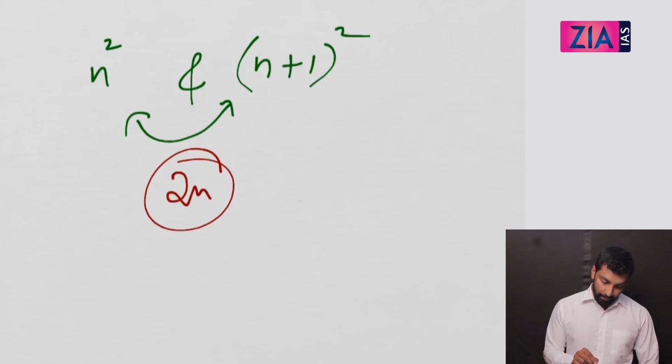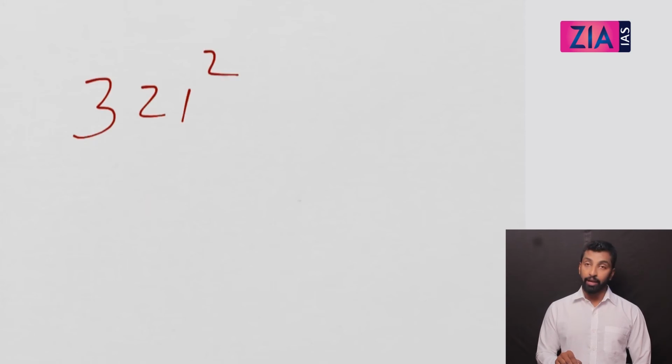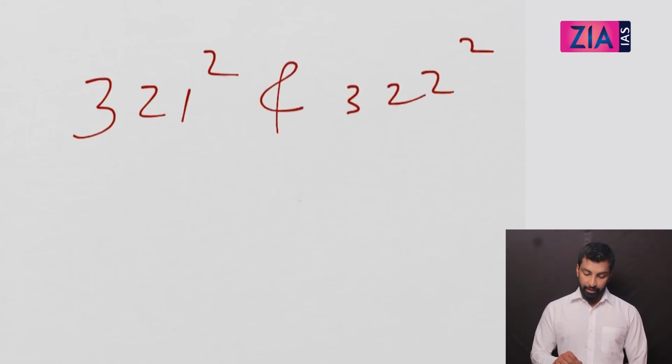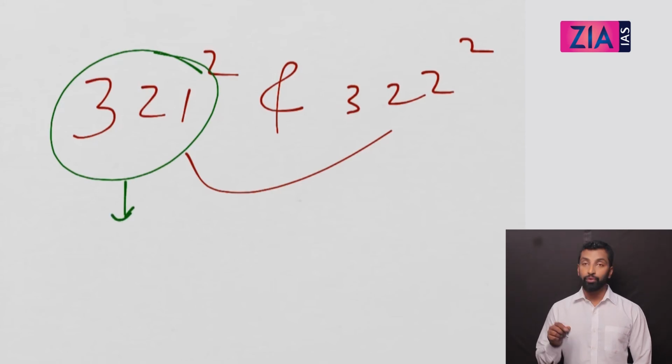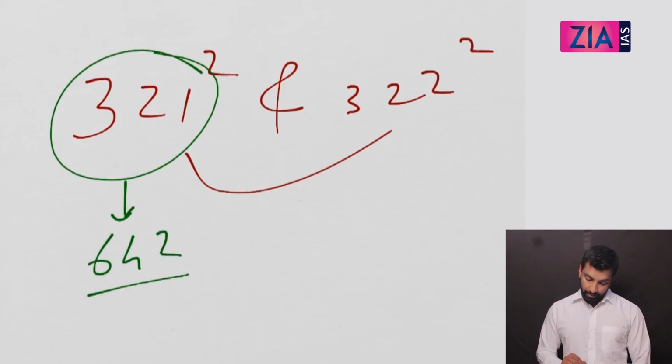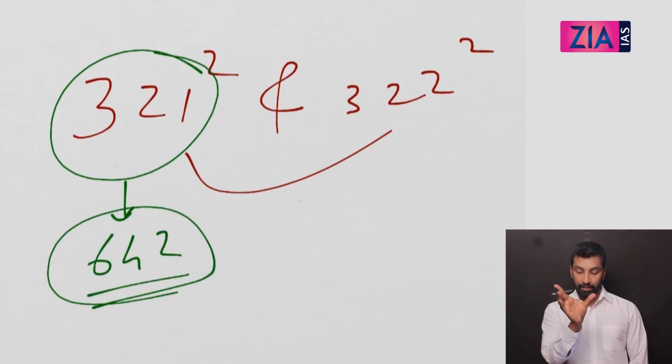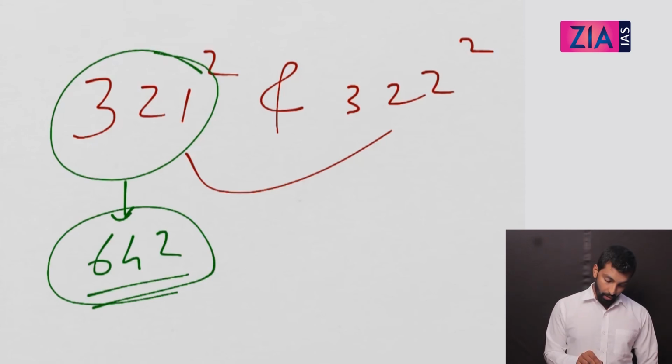So this is one of the questions which I have seen. Any question now like 321 square and 322 square, how many numbers are there between them? Twice of this. So 321 twice means 642. So 642 natural numbers are there between the squares of these. Clear? Now let's look at one more question which I have seen in SSC earlier.